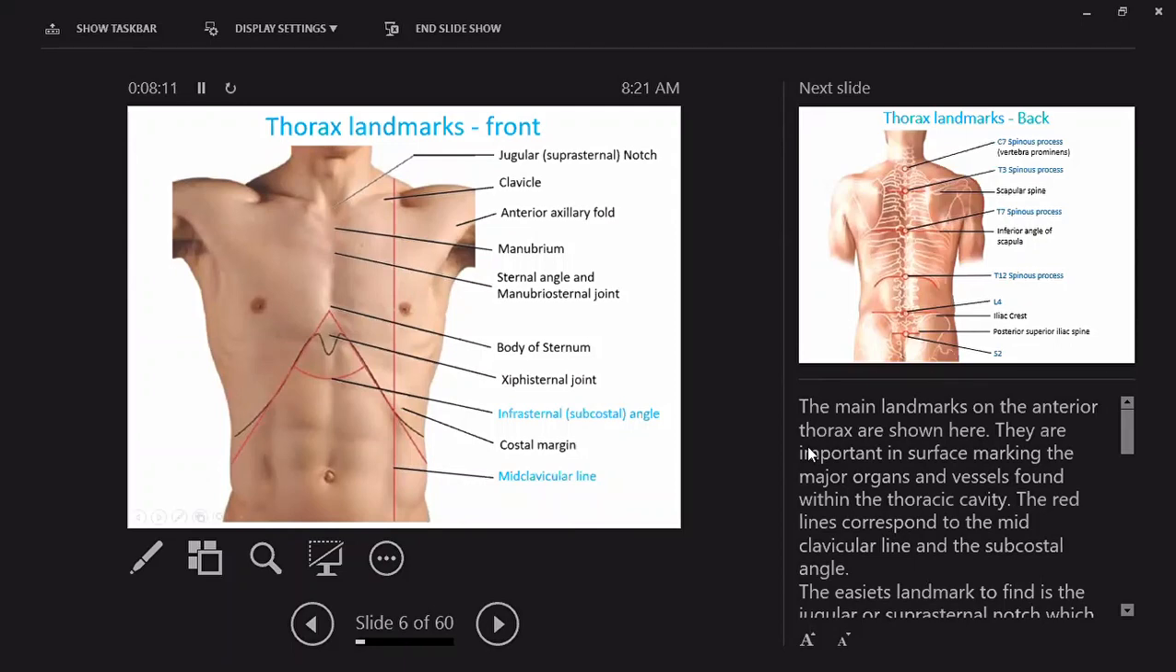Then further down, the angle of Louis shows the demarcation between the manubrium and the sternum, and the xiphisternum, which is the other little part of the entire sternum in the front, is called the xiphisternal joint. It's a bit at the bottom. So if you pass your finger further down, there is a place where you find that there is no bone, and now you're going inwards, right? So that is the lower margin of your inferior thoracic aperture, and it signifies the end of the thorax in the middle, not on the sides, only in the middle, right?